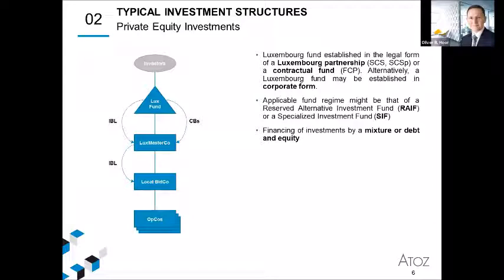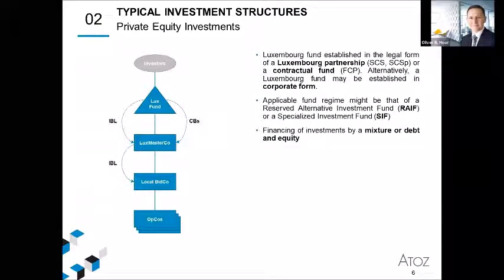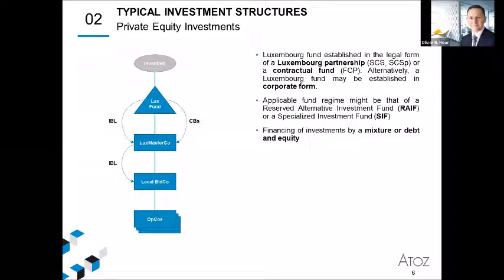Here, Lux Master Co would typically have the function and risk profile of a finance company and would need to realize an arm's length finance margin. This needs to be determined in a transfer pricing study. And then with respect to the financing of the participation in the local bidcos, here Lux Master Co could be financed by various equity and debt instruments. Here we are showing a mixture of equity funding and the funding with convertible bonds.